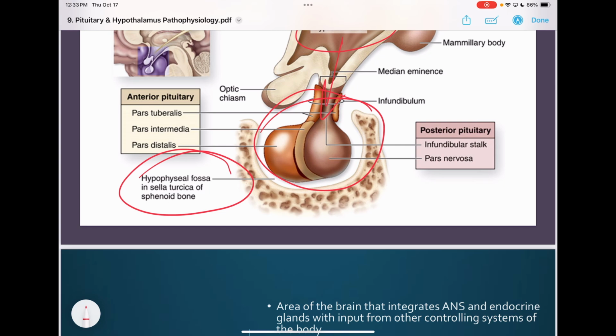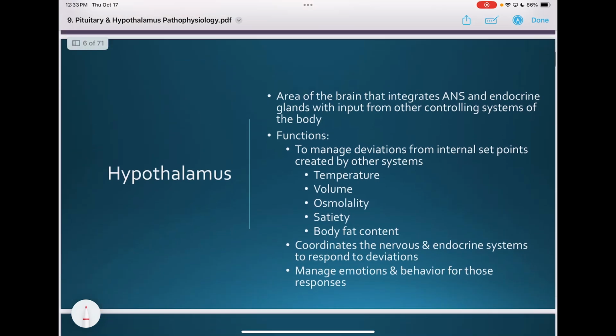So when we start talking about pituitary tumors, this pituitary gland is going to get bigger. And if it compresses the nerve, then you start getting visual problems. That's usually one of the signs that you'll see with pituitary issues.